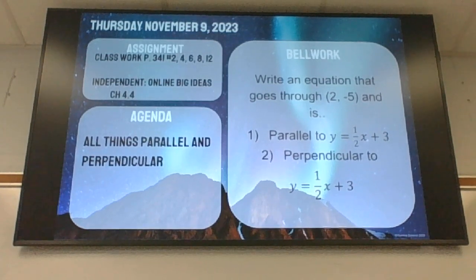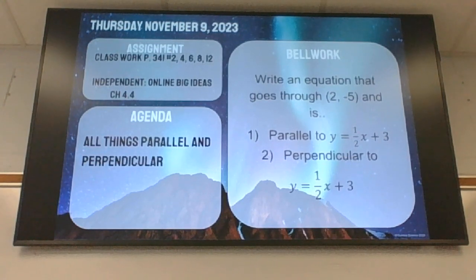However, number 2 says we want to do a perpendicular. So for perpendicular, use the opposite reciprocal. For example, if the equation that says we need to be perpendicular was 4x minus 3, we would use -1/4.